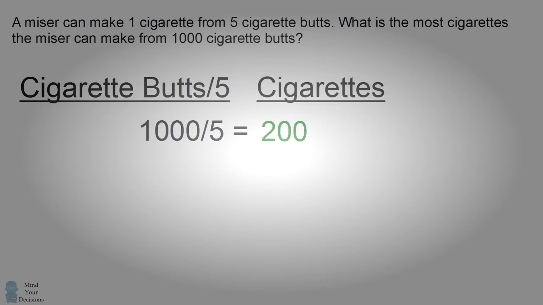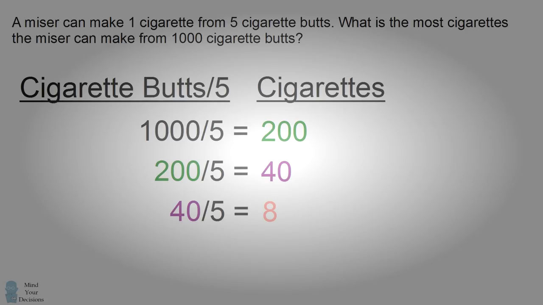But if you think a little creatively, he can now smoke these 200 cigarettes to get 200 more cigarette butts. From those 200 cigarette butts, he can then craft another 40 cigarettes. Why stop there? He can smoke these 40 cigarettes to get 40 more cigarette butts. He can then craft another 8 cigarettes out of that.